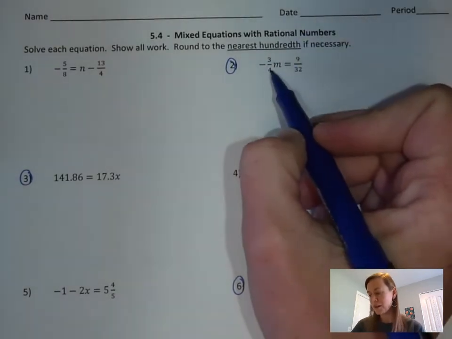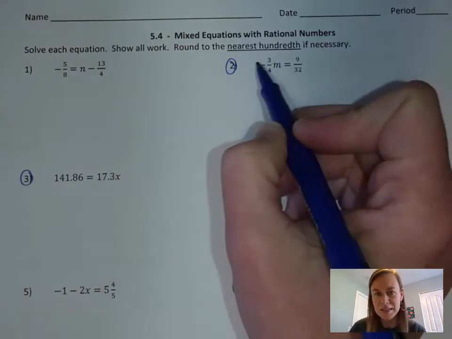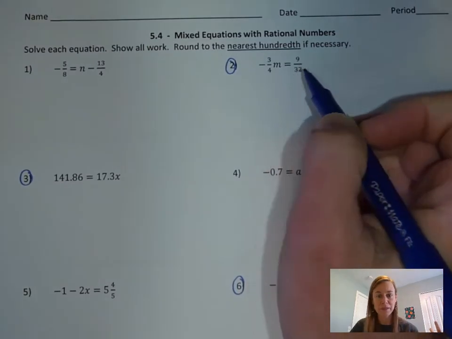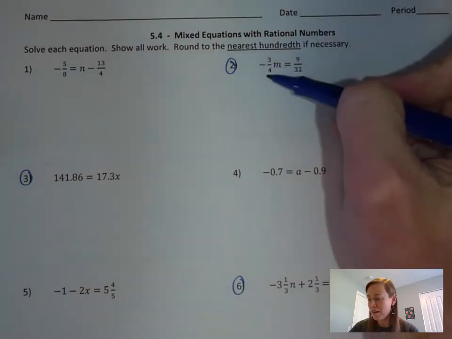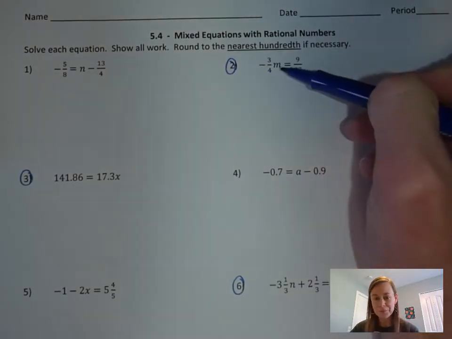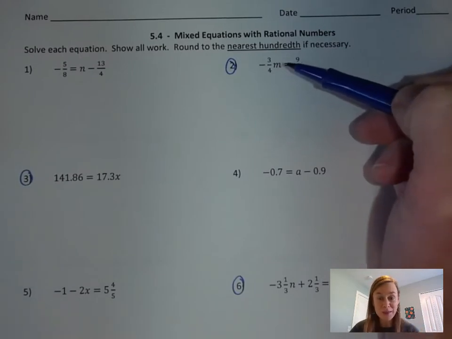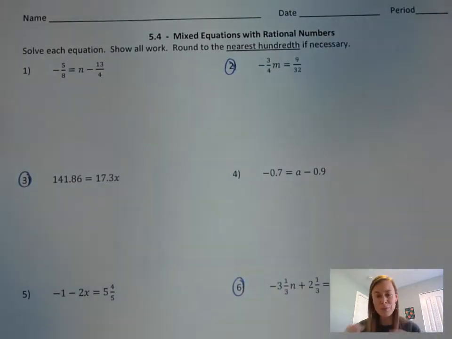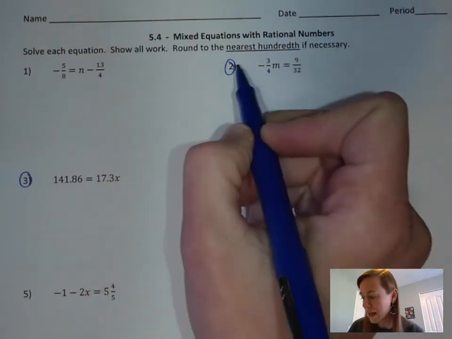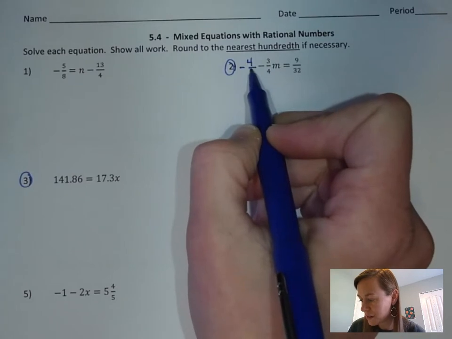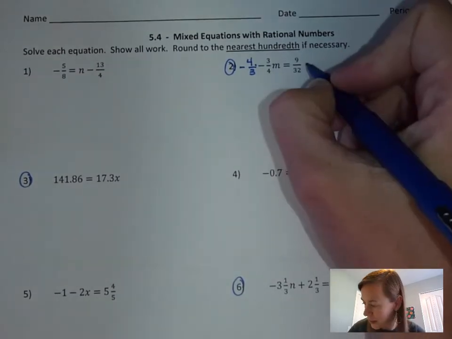So we have negative 3/4 m equals 9/32. So what operation is happening over here between the negative 3/4 and the m? They are right beside each other, so they are multiplying. So when you have a fraction multiplying by a variable, what is that shortcut way where we can get rid of that fraction? That is to multiply by the reciprocal. So if you remember, the reciprocal means just turn the fraction upside down. So instead of negative 3/4, we're going to have negative 4/3. We're going to multiply by that on the left and on the right, because what we do to one side we have to do to the other.